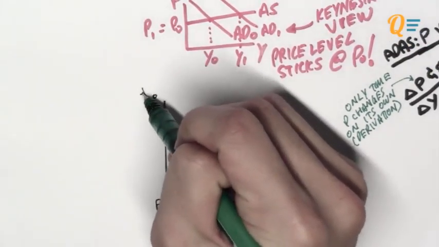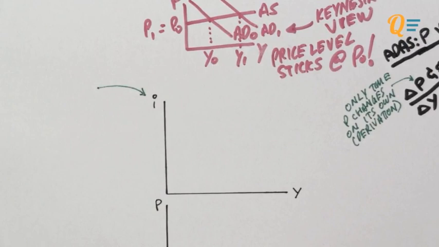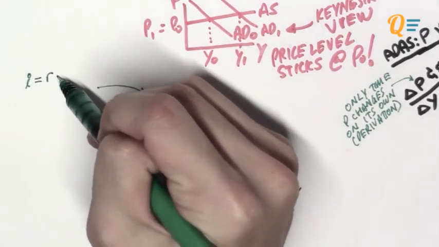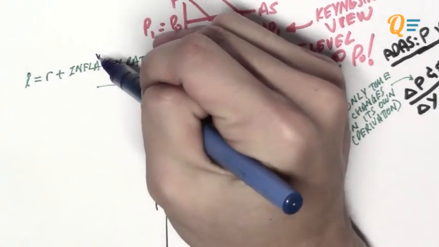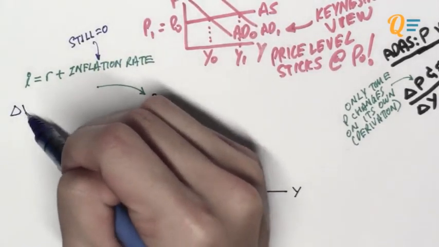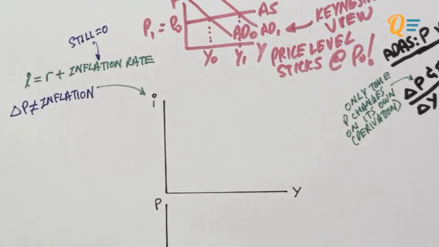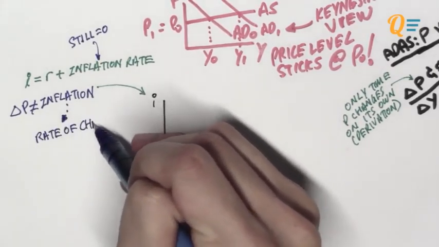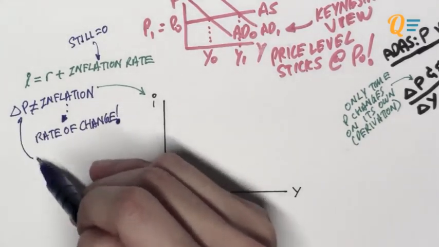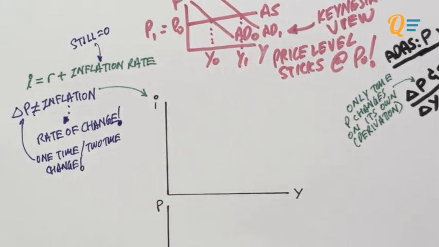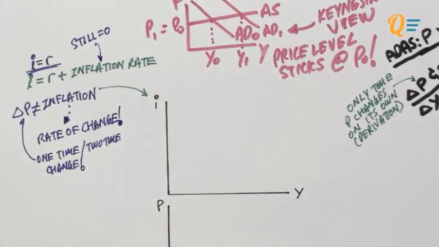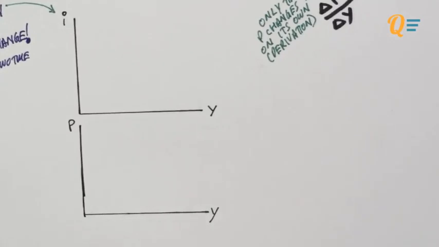Just in case some of you are wondering why I use the nominal interest rate, which is represented with i, for the vertical axis in the IS-LM model instead of r, which is the real interest rate, let me explain why. We know that the nominal interest rate is equal to the real interest rate plus the inflation rate. Now, here's the thing. The inflation rate in an economy with flexible prices and wages can still be equal to zero. Well, that's because a change in price is not the same as inflation. Inflation is the rate at which the price level is changing. And the change in price here could either be a one-time change or a two-time change, so it is not exactly a rate of change. So i here still equals r, so it doesn't matter whether you use i or r.